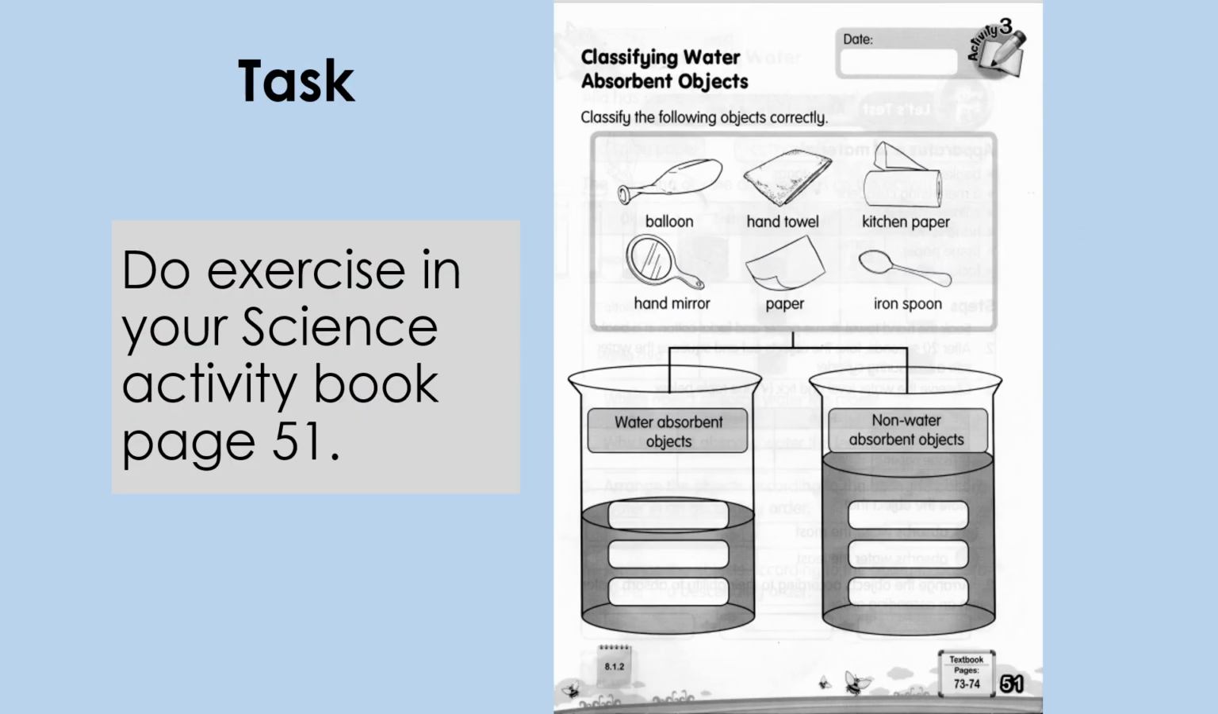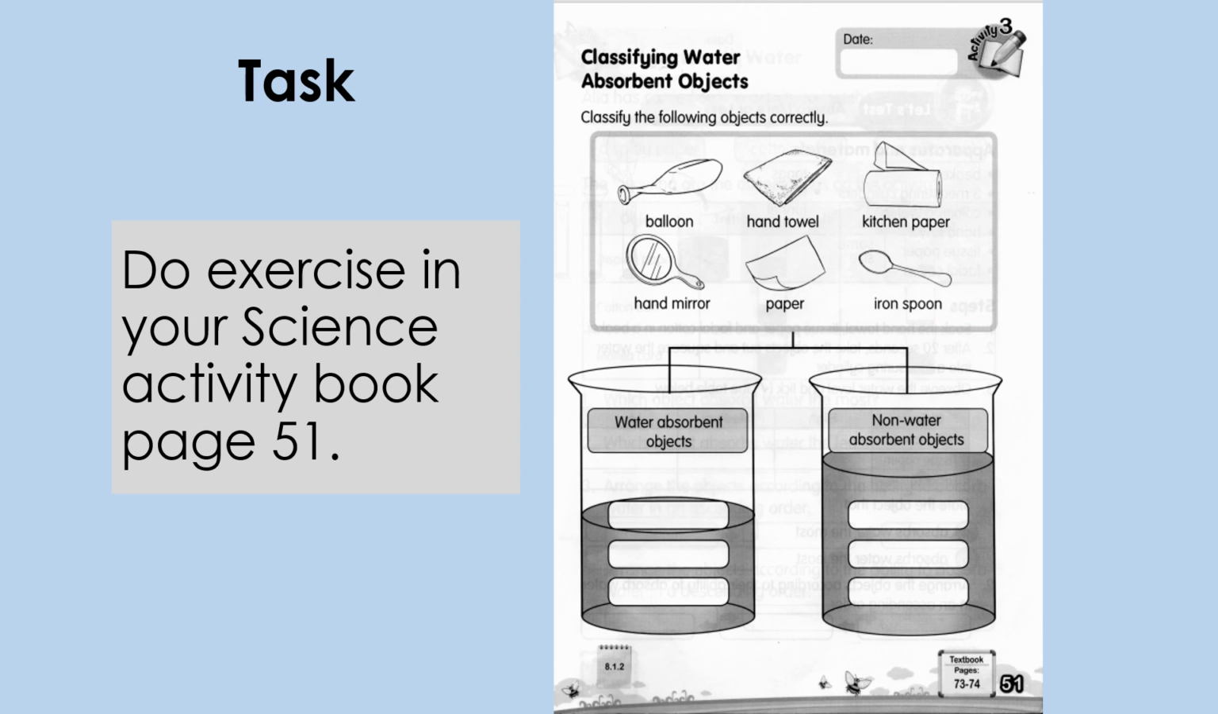This is your task for today. Do exercise in your science activity book, page 51. As usual, please write the date today. Classifying water absorbent object. Instruction: classify the following objects correctly. Look at the pictures. This is balloon. This is hand towel. This is kitchen paper. This is hand mirror. This is paper. This is iron spoon.